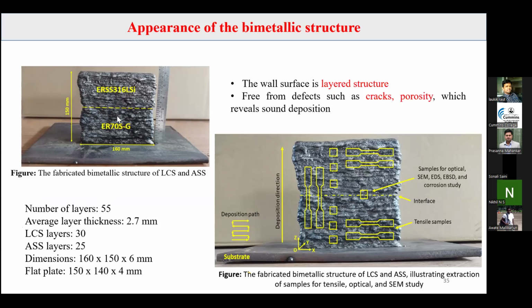In total, I have deposited 55 layers. The average layer thickness was 2.7 mm. For low carbon steel, this portion, a total of 30 layers were deposited. For austenitic stainless steel, 25 layers were deposited. This is the dimension. Then the substrate is removed from this wall, and then milling is done.